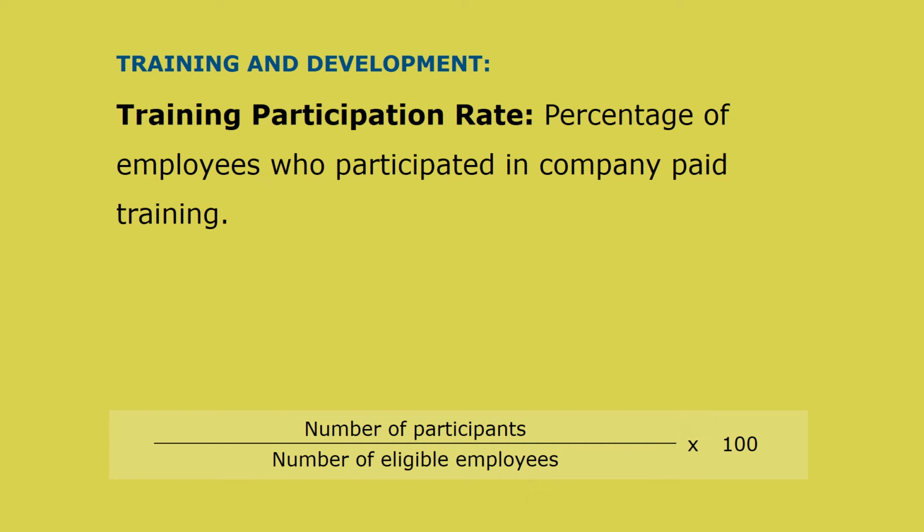Training and development is about the betterment of people and performance through information they will use. A training participation rate is a good metric to measure successful training and development initiatives. It's the percentage of employees who participated in company-paid training. We calculate it by taking the number of participants in training over the number of eligible employees and multiplying it by 100.